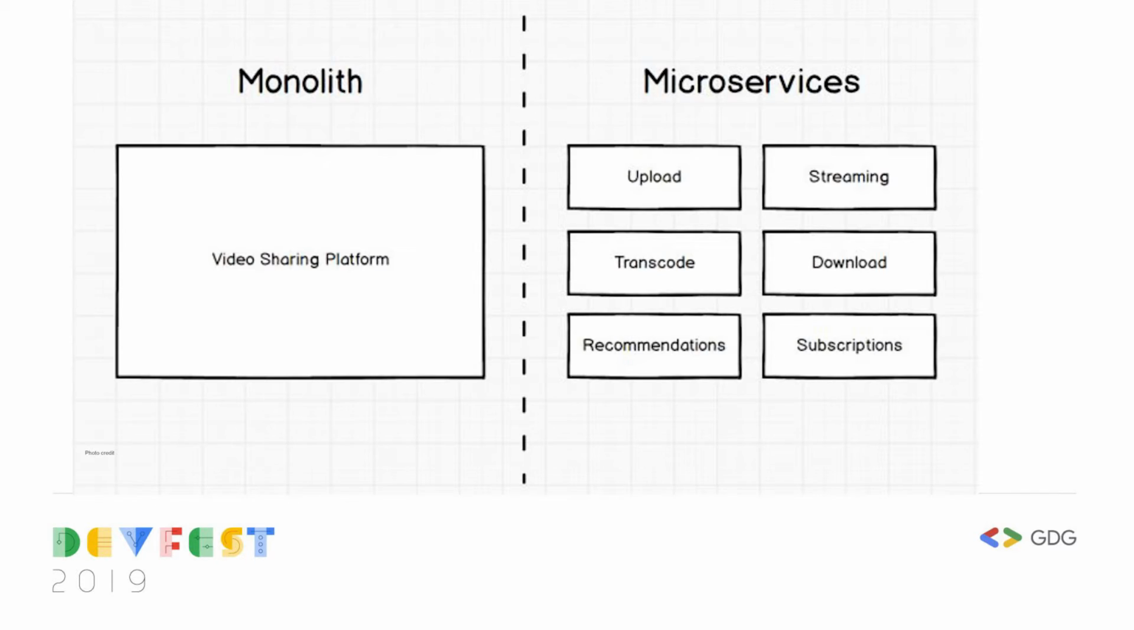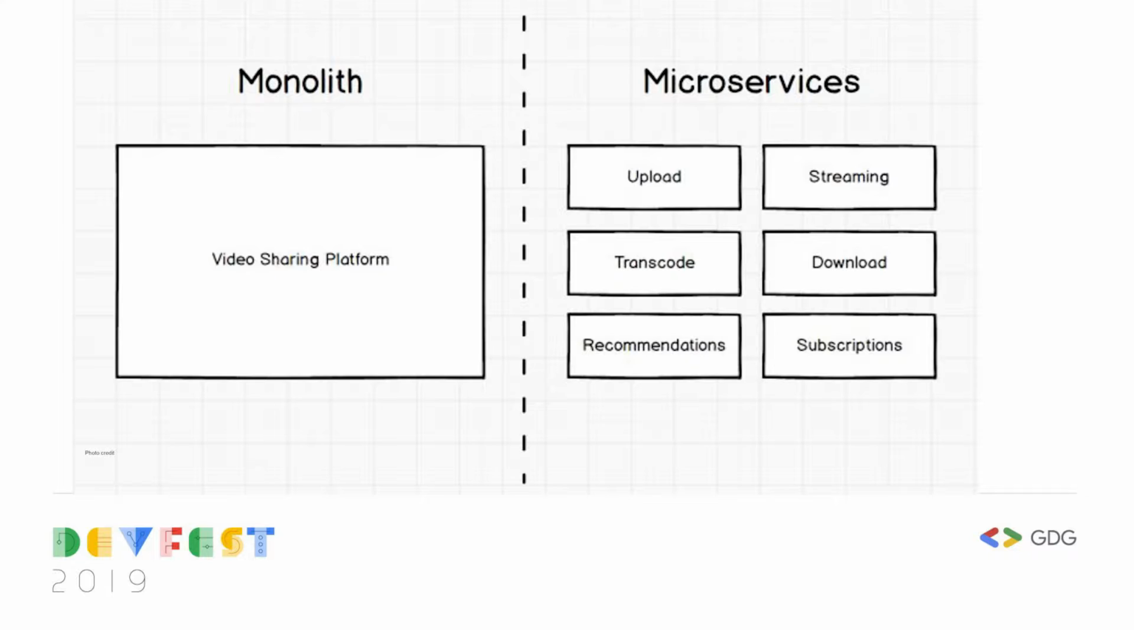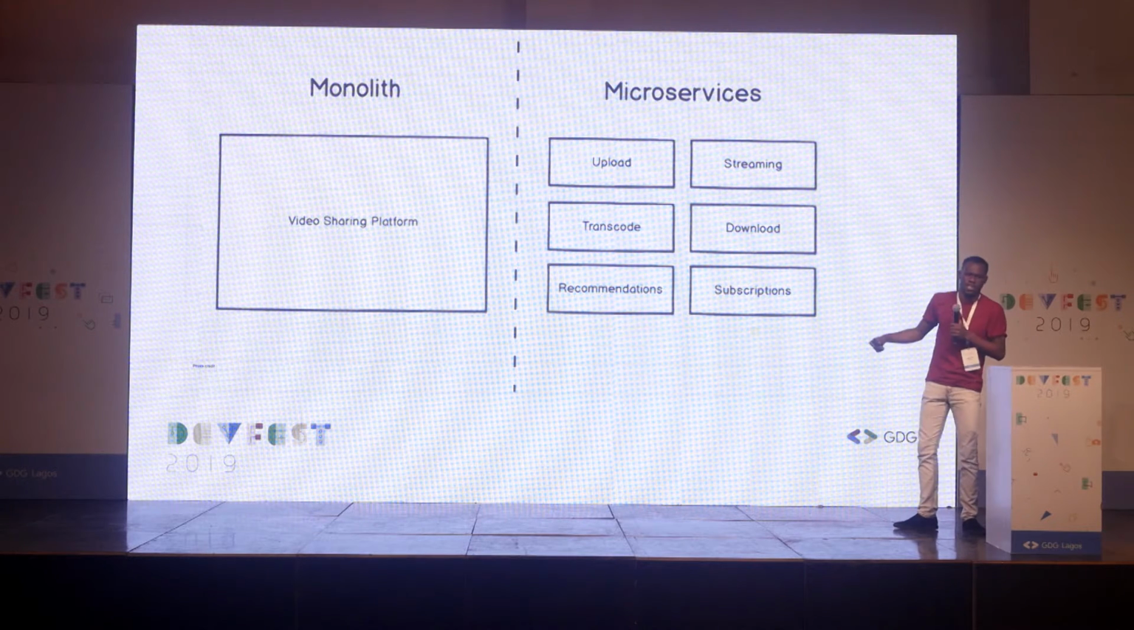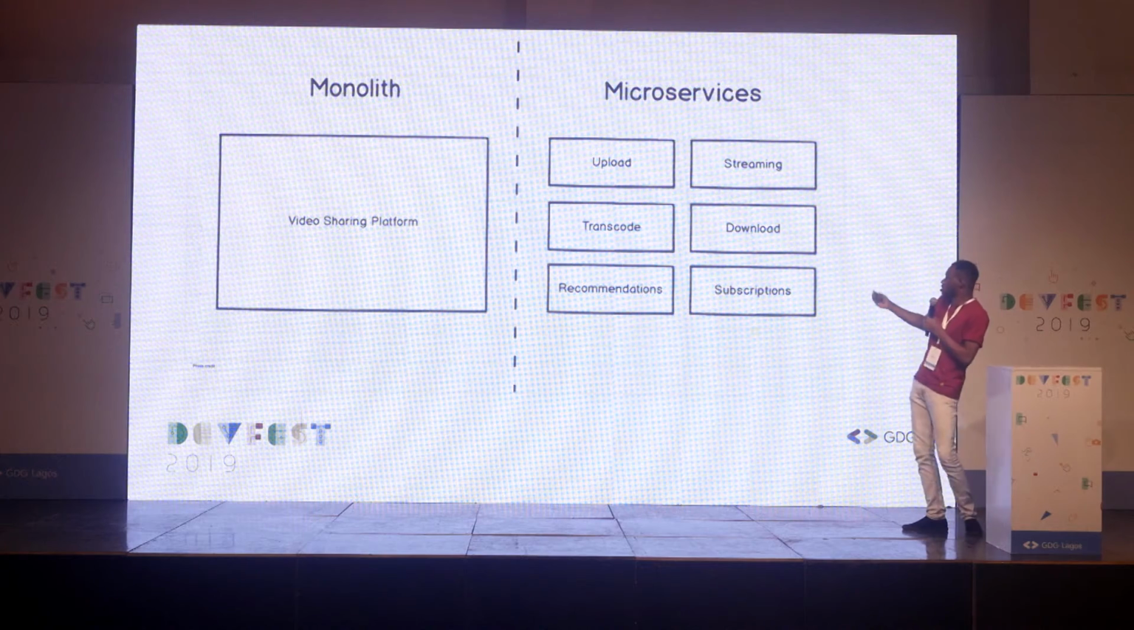And I would say the opposite of a microservice is a monolith application. Imagine you had a video sharing application and you want to split it into microservices. You most likely have an upload service, a streaming service, a transcode service, a download service, a recommendation service, and a subscription service. If something is wrong with your subscription service, your whole app is not down. People can still upload stuff, people can still stream. It just means that subscriptions will not work at the moment.